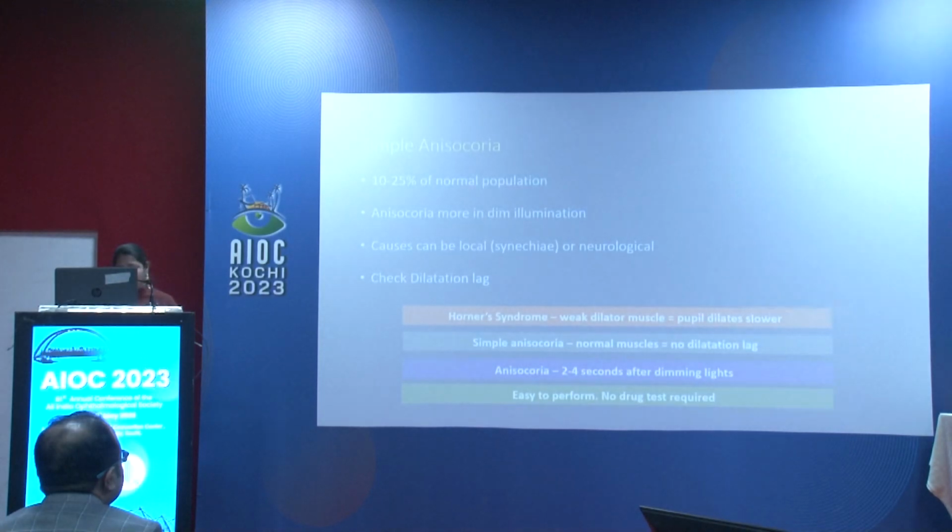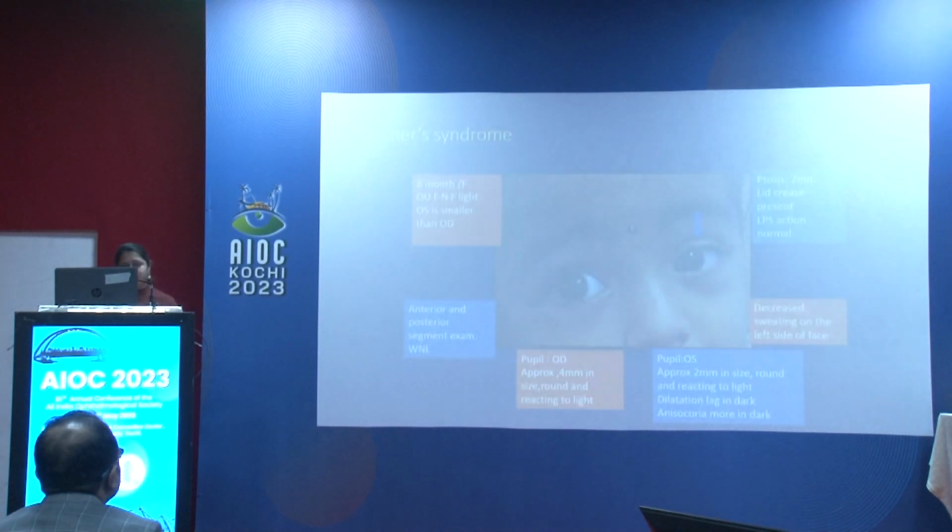So, in Horner syndrome, there are weak dilator muscles and we get a dilatation lag. So, if there is dilatation lag, we don't need anything else to diagnose Horner's pupil.